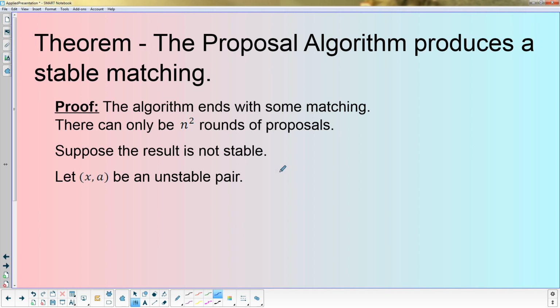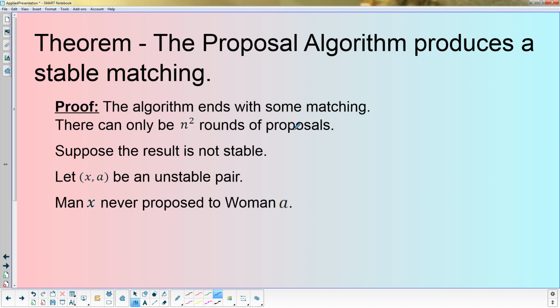at the end of this algorithm, we end up with, kind of how we saw in the beginning, man Y matched up with woman A, going as a couple to the dance, and at the same time we have man X with woman B, going to the dance, but these two simultaneously prefer each other over their assigned pairing. That is, by definition of an unstable pair, what we're using to try to find our contradiction.